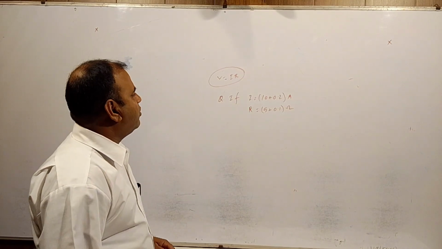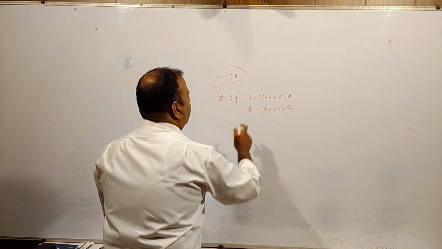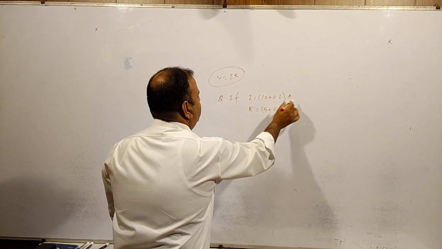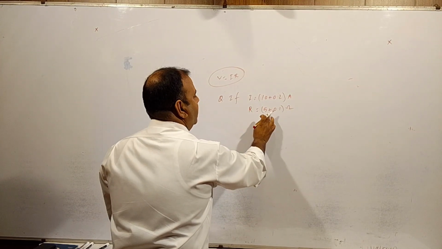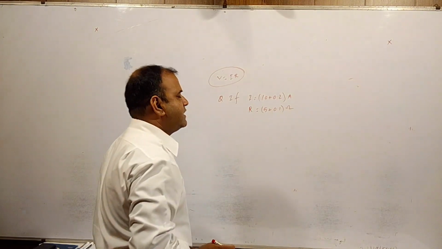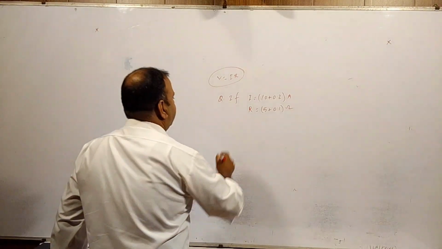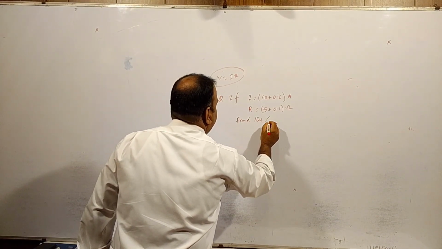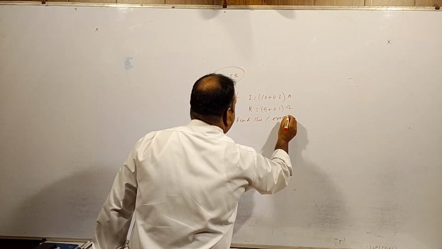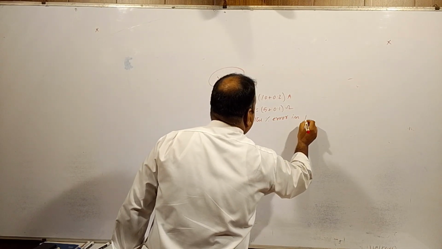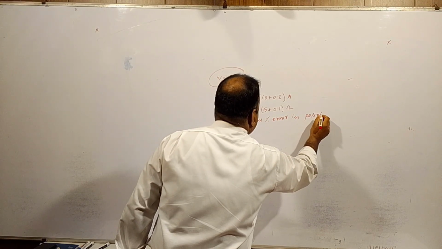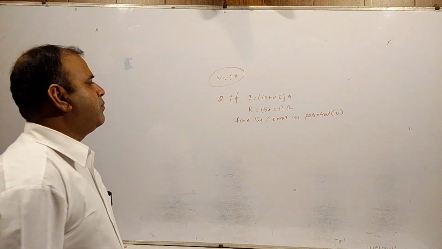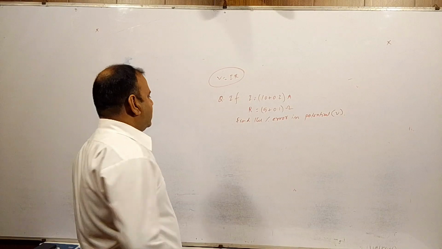So remember, I is equal to 10 ± 0.2 ampere, and R is equal to 5 ± 0.1 ohm. It is given. Now find the percentage error in potential. Potential means V. Find the percentage error in potential. So, solution.